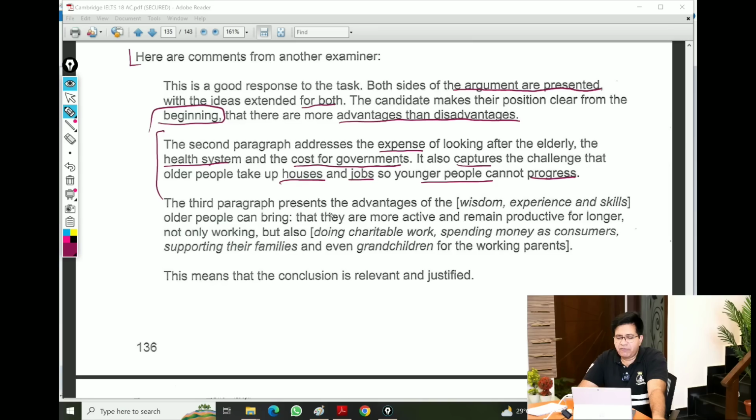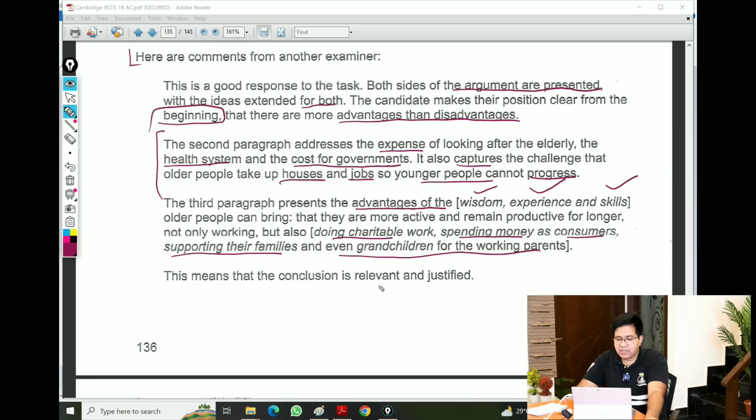The third paragraph presents the advantages of the wisdom, experience, skills older people can bring, that they are more active and remain productive for longer, not only working but also doing charitable work, spending money as consumers and supporting their families and even grandchildren for the working parents. Now see, these things help achieve good task response actually.